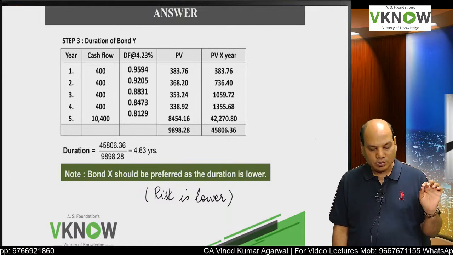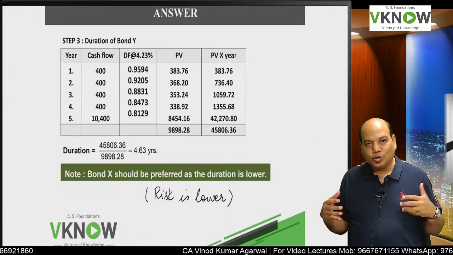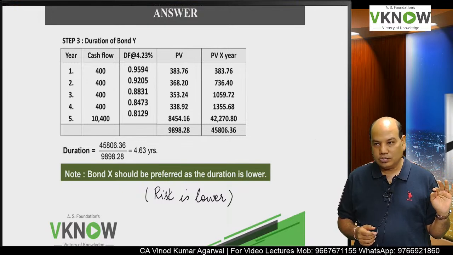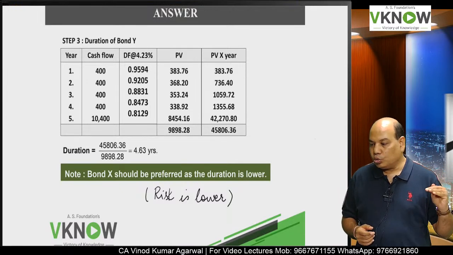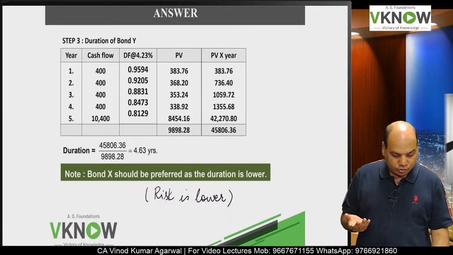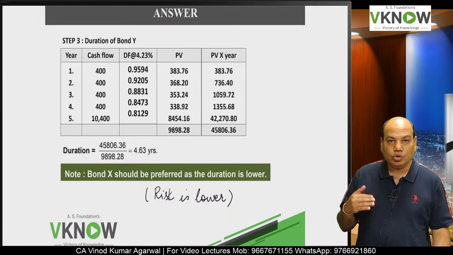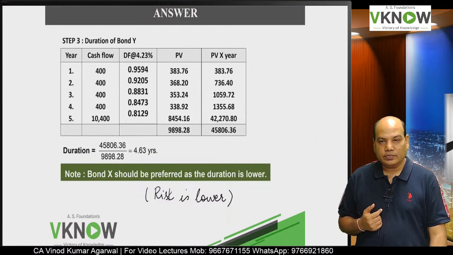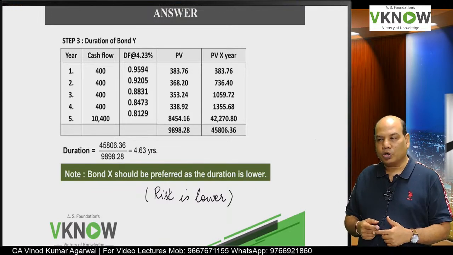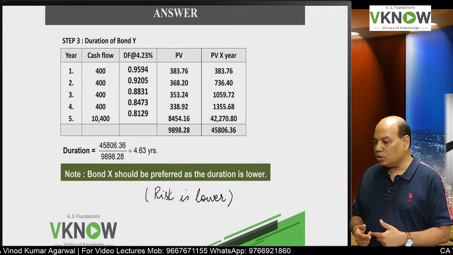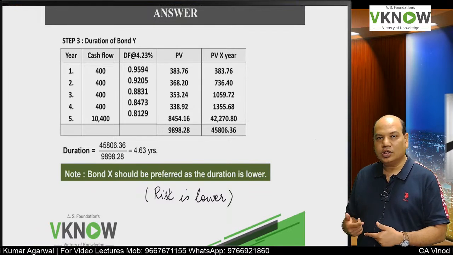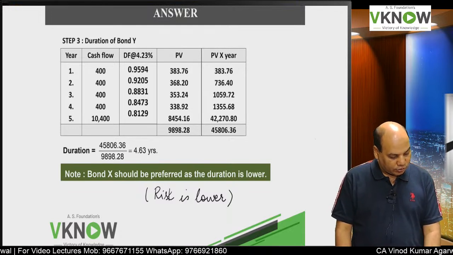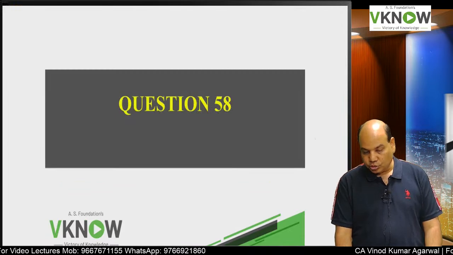Now in this question, actually we don't have to compute duration because we have seen one of the properties of the bond, that the bond with lower coupon will have higher duration. This bond Y has lower coupon, and that is why it has got higher duration. So if I apply the property of duration, the bonds with lower coupon will have higher duration and hence will be riskier. But in the exam you don't do that because specifically they have asked you to compute duration. You need to do it.